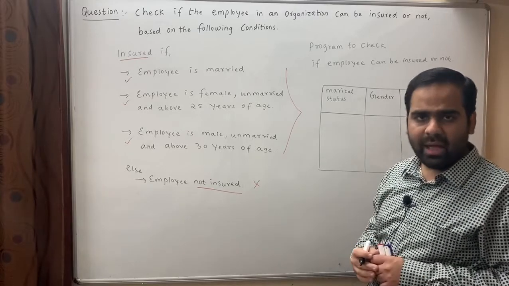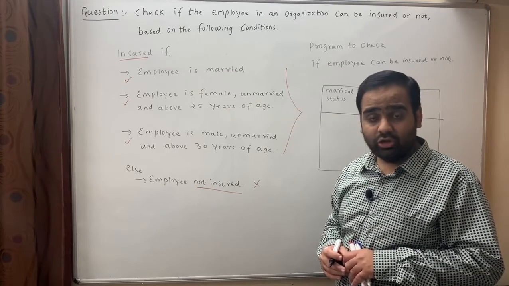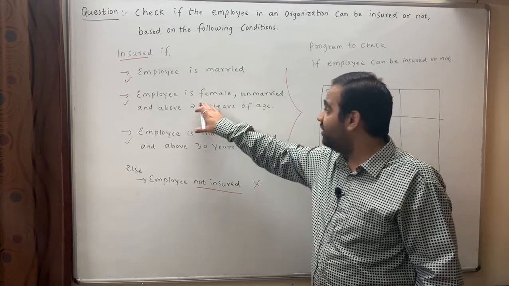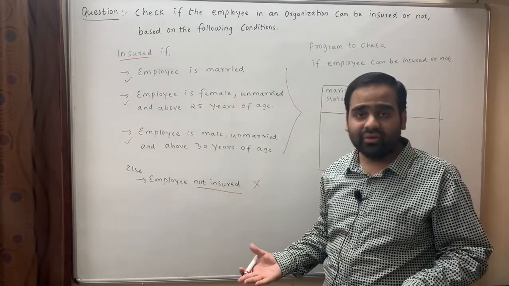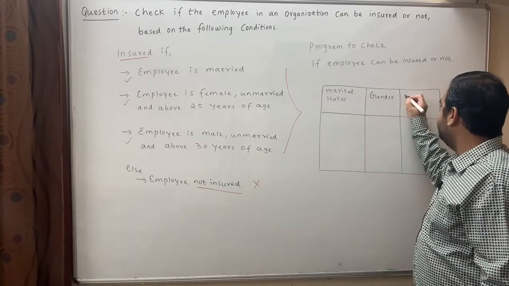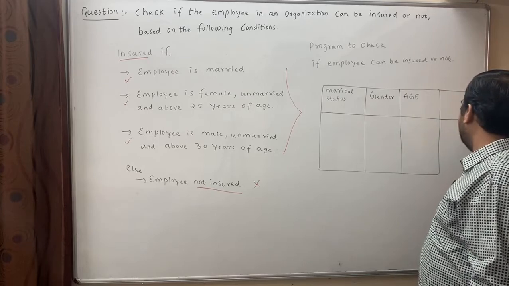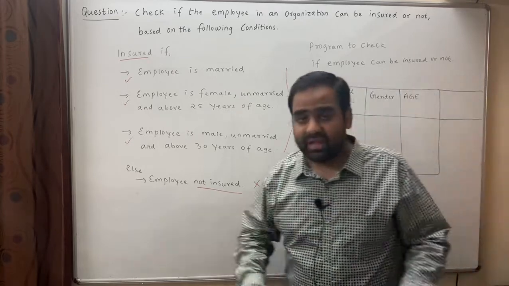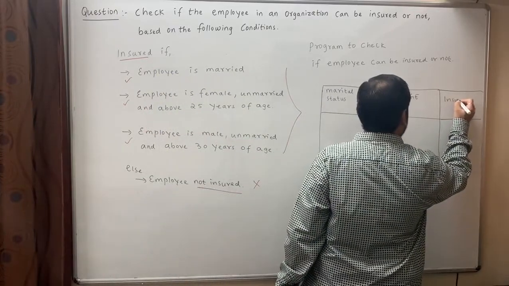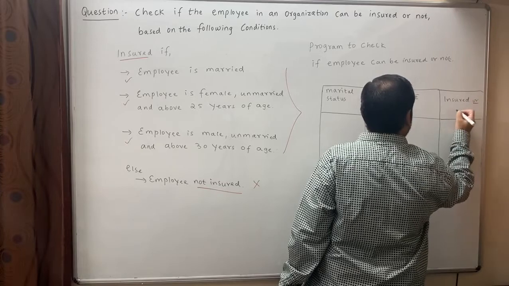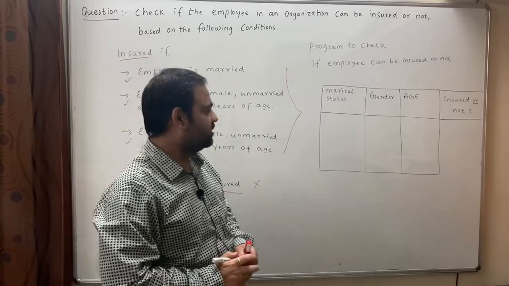Suppose the employee is unmarried and the gender is female and the age is 20. Can I insure? No, because the third condition is if the employee is female, unmarried and above 25 years of age. That means I need to know the age of the employee as well. Now when I know all the three things, I can give the conclusion that the employee can be insured or cannot be insured. Here I say insured or not. This is a question mark to us. These are the three things we need.